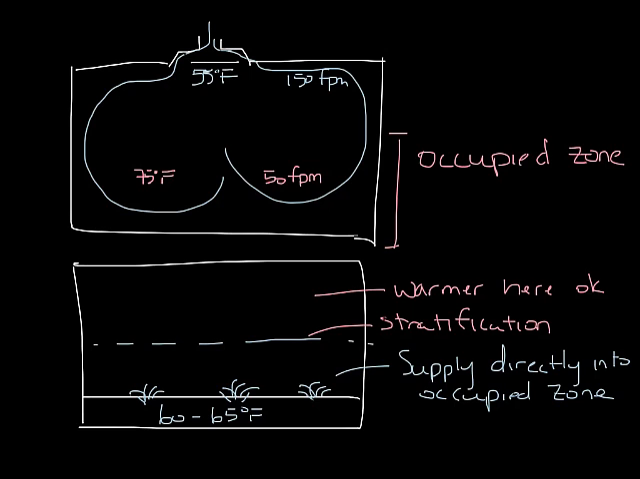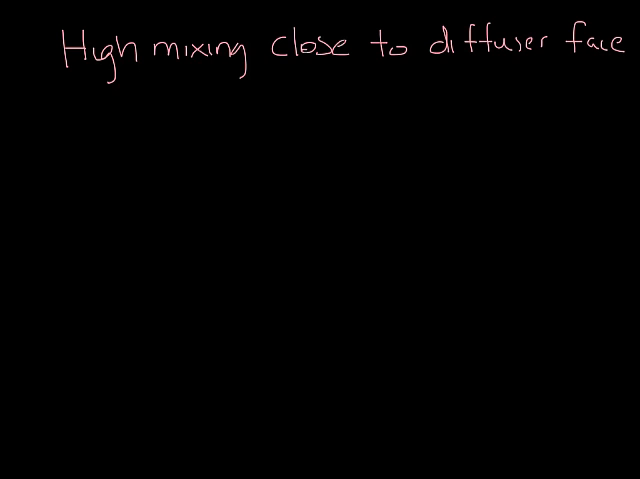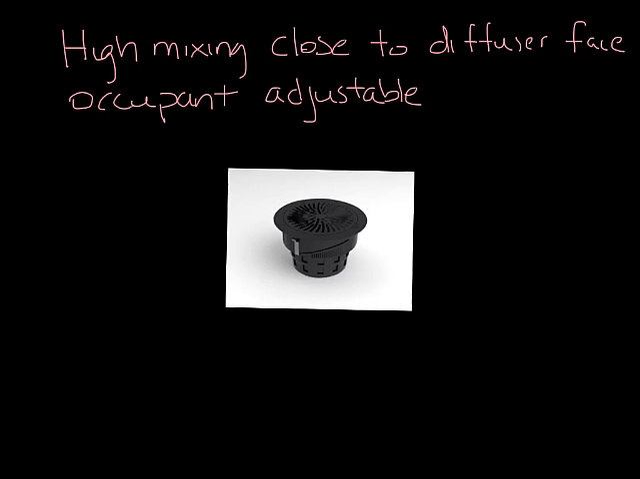UFAD systems use diffusers designed to provide high mixing as close to the diffuser face as possible so that you can get to 75 degrees and 50 feet per minute close to the diffuser. A typical underfloor diffuser is a high induction occupant adjustable swirl diffuser, and it looks something like this. This is our Taffer diffuser.